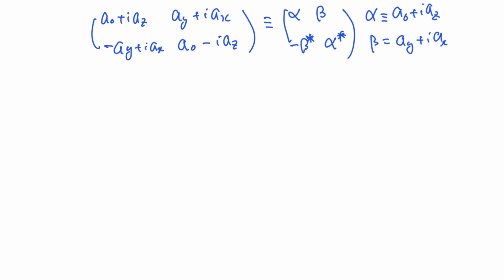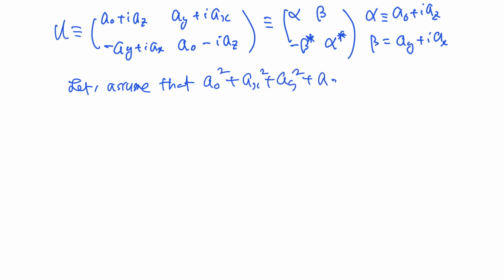Say this is U. Let's assume that A0 squared plus AX squared plus AY squared plus AZ squared is equal to 1. Or we set these four numbers such that the sum of squares becomes 1. Then let's see what happens.